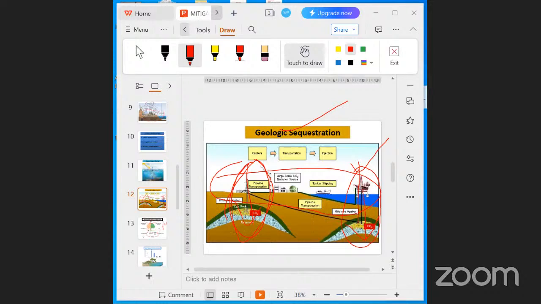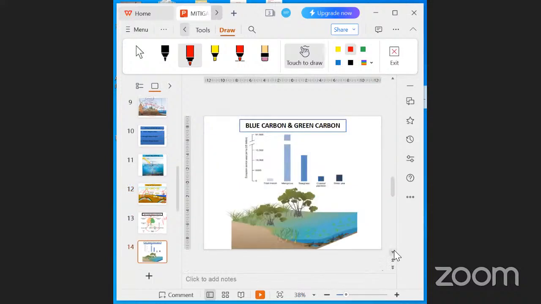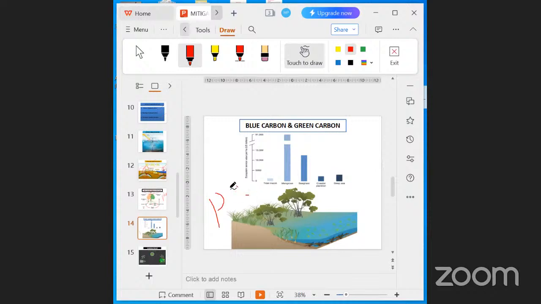So that is the geological sequestration. Okay. Next one is green carbon. So what is green carbon and blue carbon? Green carbon means carbon removed by photosynthesis, right? Photosynthesis, okay? And stored in the plants and soil of natural ecosystems.